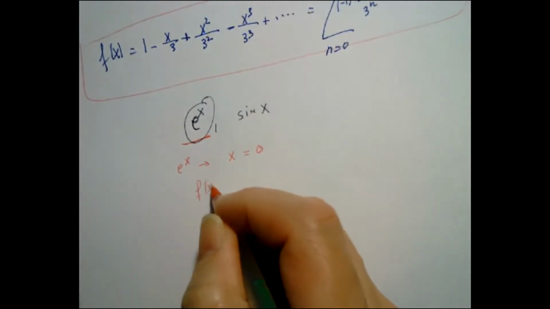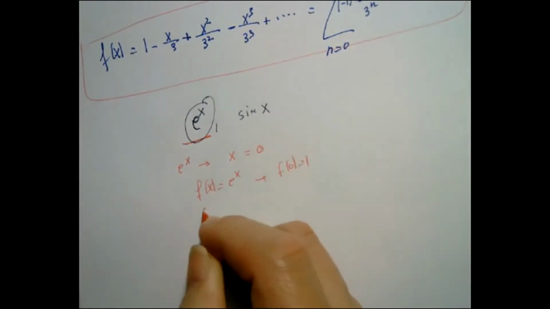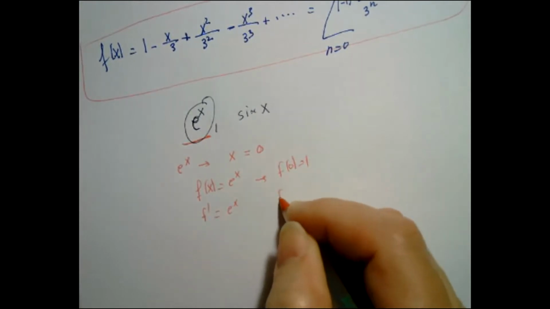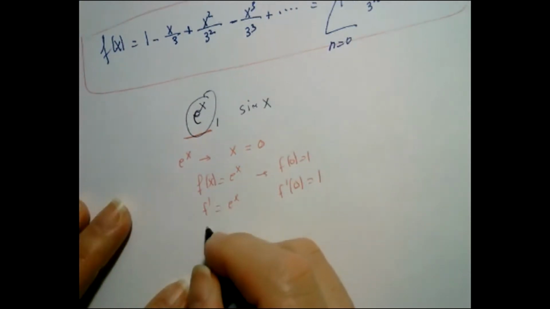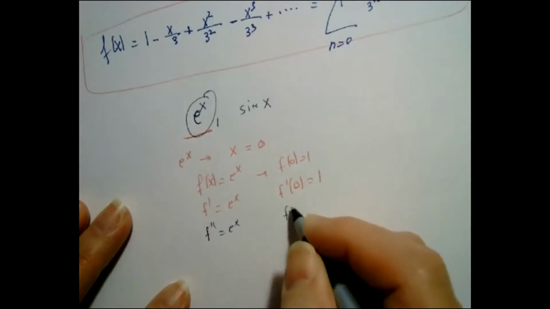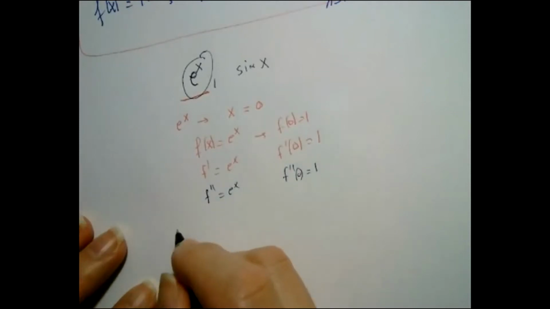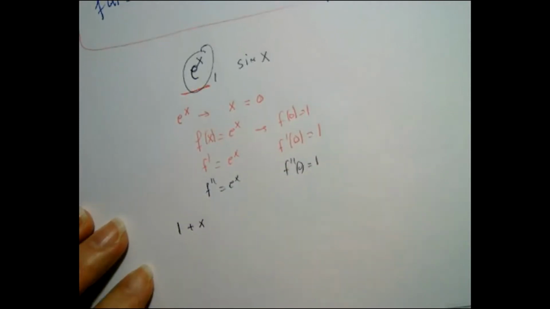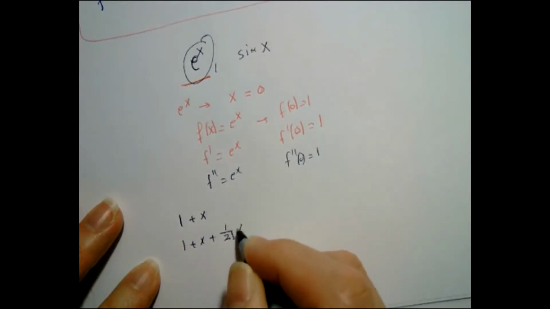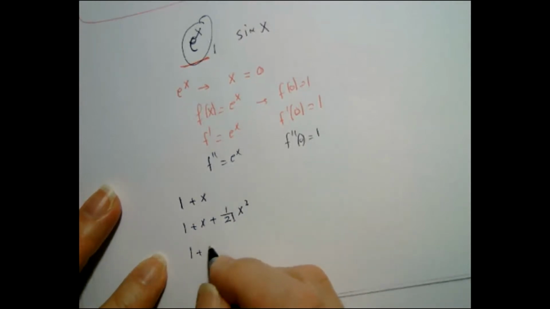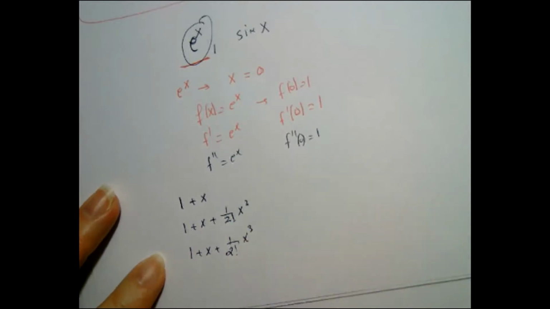So f of x equals e to the x. It means f of 0 is 1. f prime is e to the x. I'm starting with a very easy one. And of course, as we realize, all the derivatives are e to the x, so the second derivative at 0 is 1. So the Taylor polynomial of first degree will be 1 plus x. The second degree will be 1 plus x plus 1 over 2 factorial x squared. The third degree is going to be this one, and for the fourth degree, we add more.